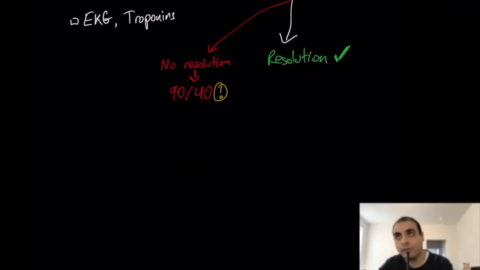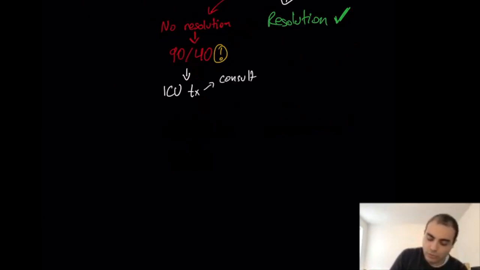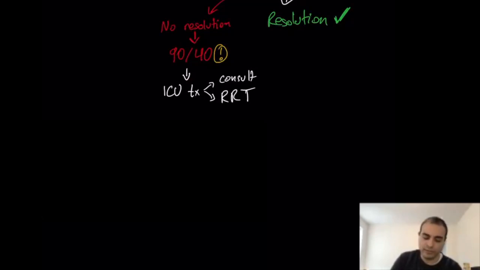We need vasopressors. So now you start thinking about ICU. Exactly. At this point, the patient probably will need ICU transfer. This can happen either by consult of the ICU, or if it's too fast and you really need to get them there, then you can call the rapid response team. It's called RRT.